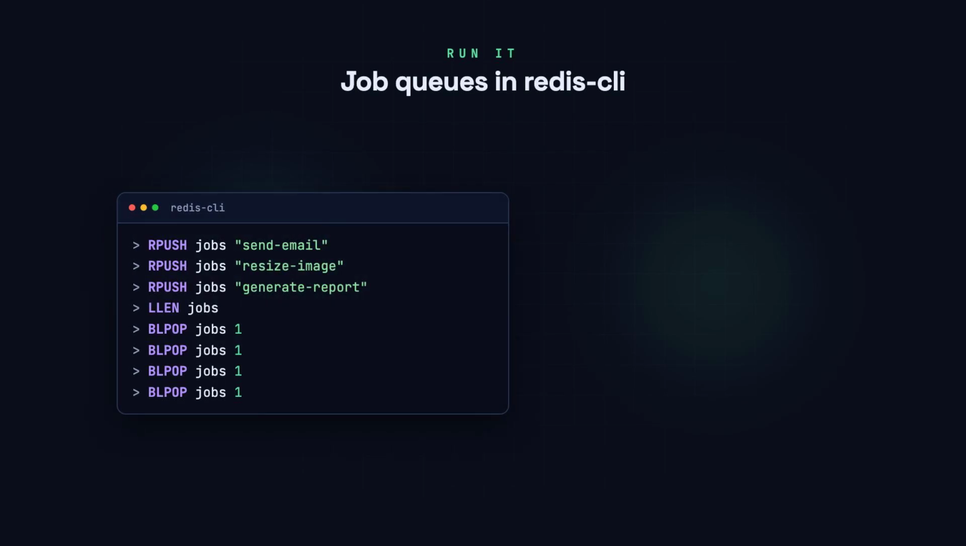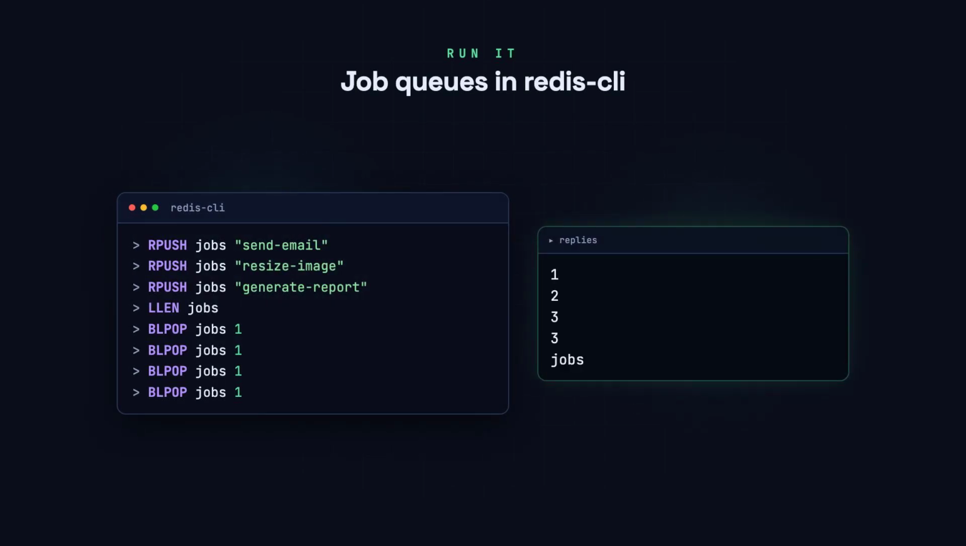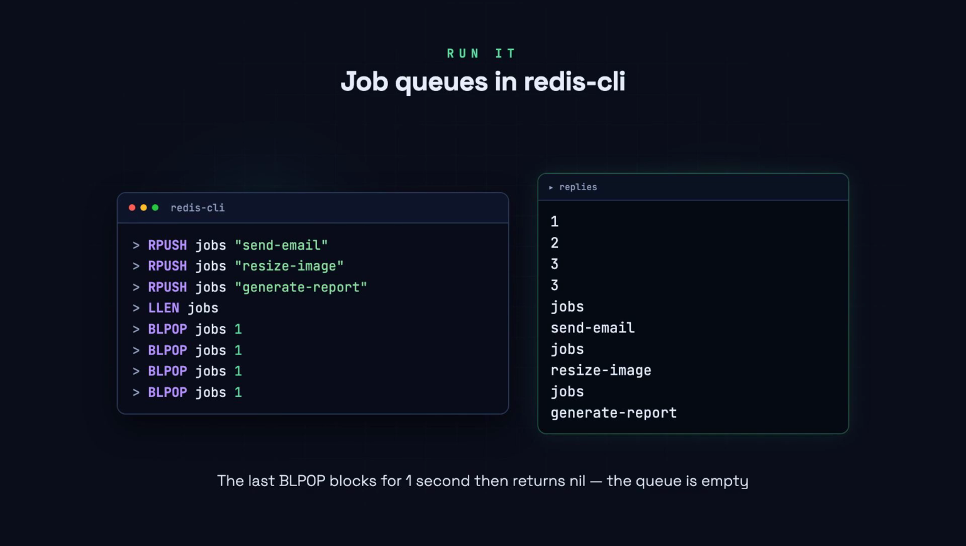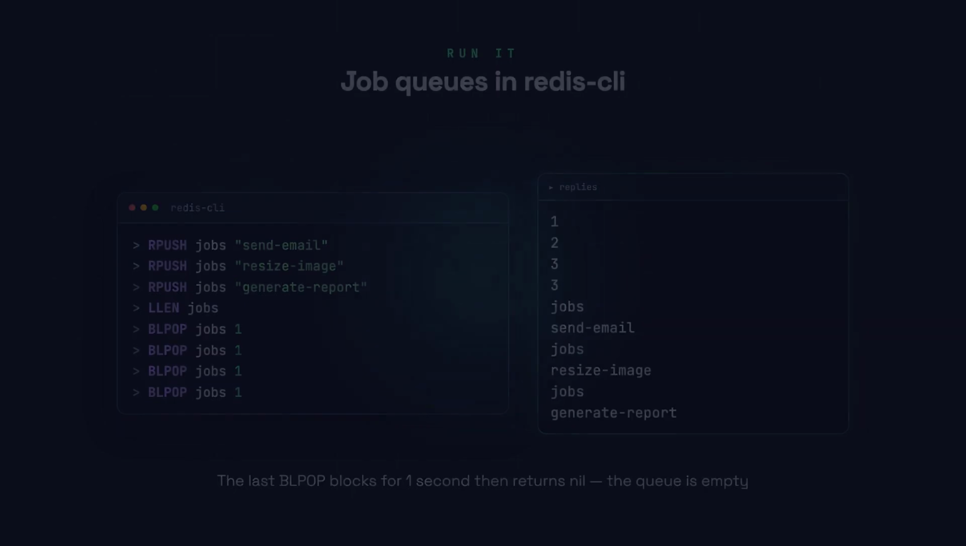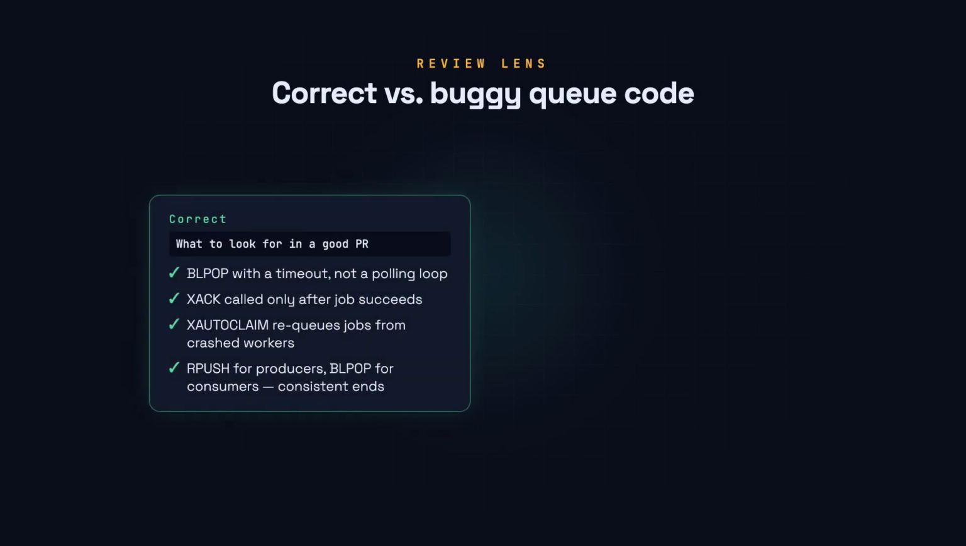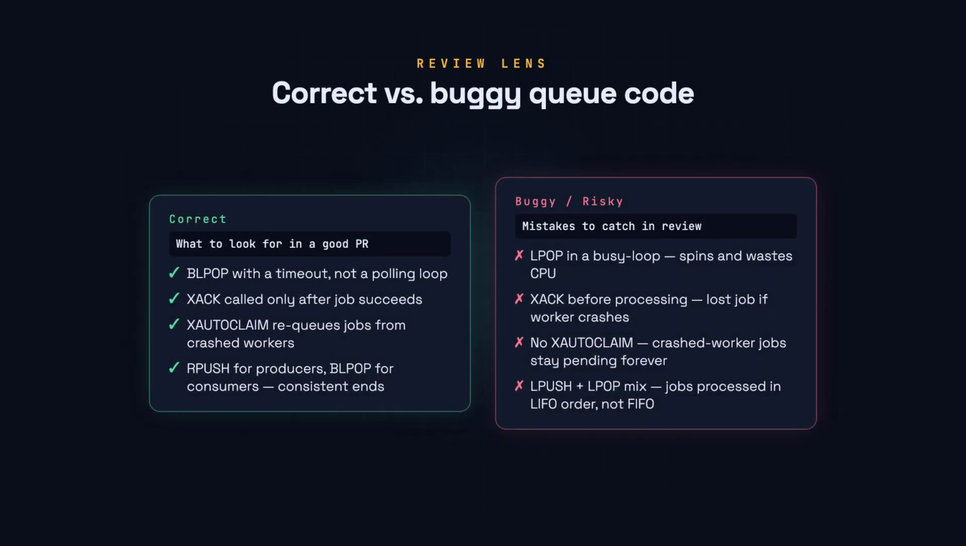We push 3 jobs onto the list, check its length with len, then pop each one. The fourth BLPOP finds an empty list and times out after 1 second, returning nil, exactly how a real worker loop behaves. When reviewing a pull request, check that workers use BLPOP, not a polling loop.